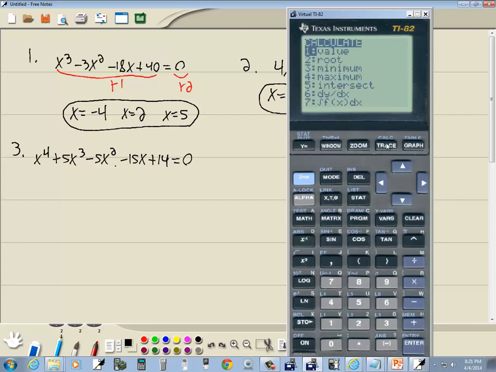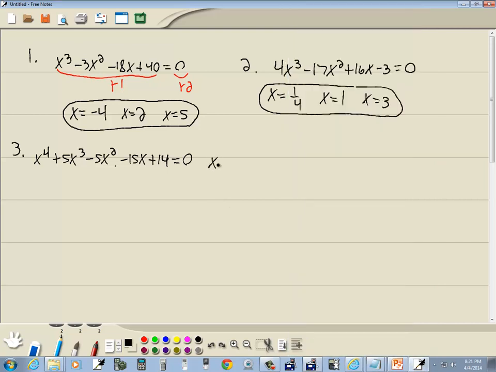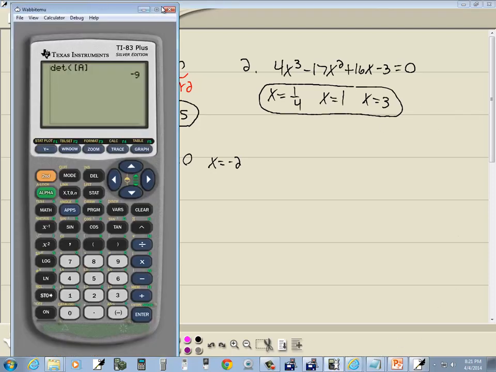I'll do second trace, 5 for intersect, enter our first curve, enter our second curve, and I'll press my right arrow key and move it over close to the one I'm trying to find, even though I'm pretty sure it's -2. And then press enter. And it comes back and tells us -2.